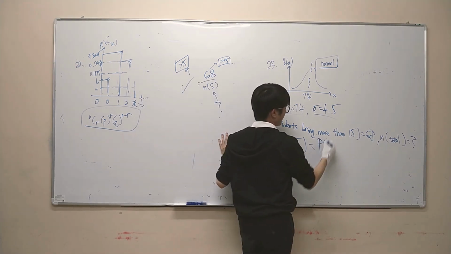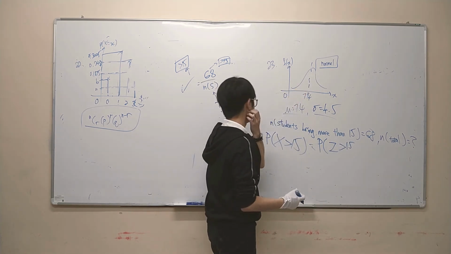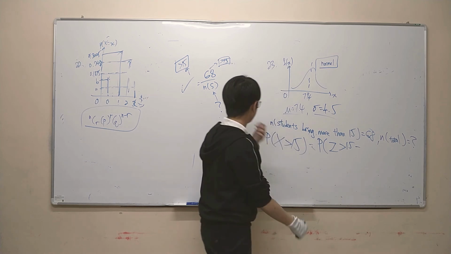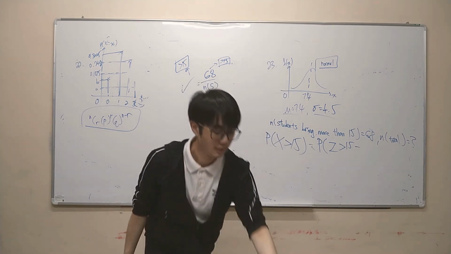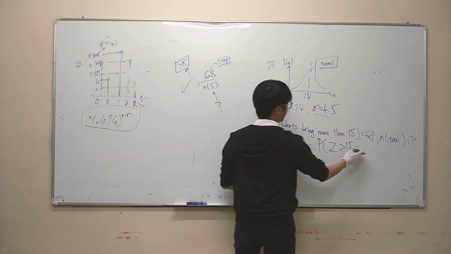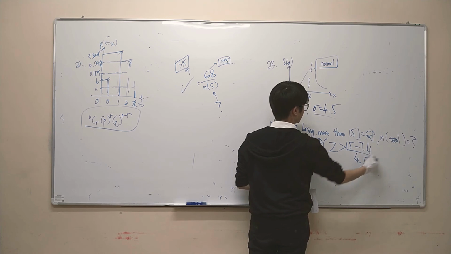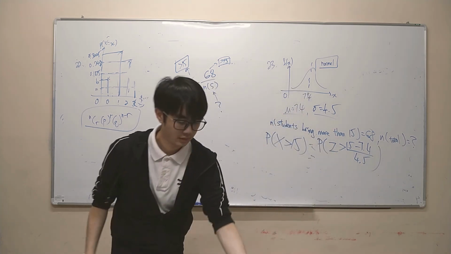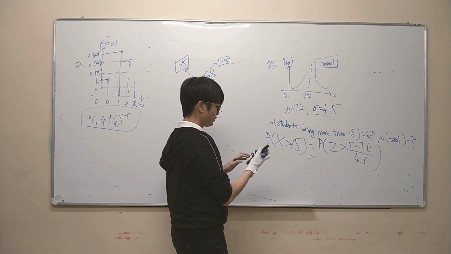So change to Z. Again, you already see the word normal, right? It means this is a normal distribution, so you need the table. Take out the table. Okay, 15, how to change to Z? Minus mean, divide by standard deviation. So press this first: 15 minus 7.4, divide by 4.5.